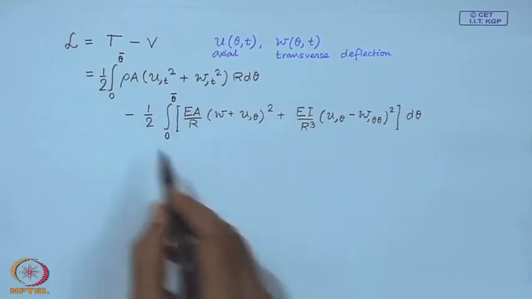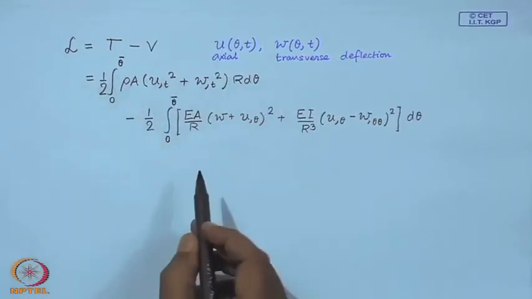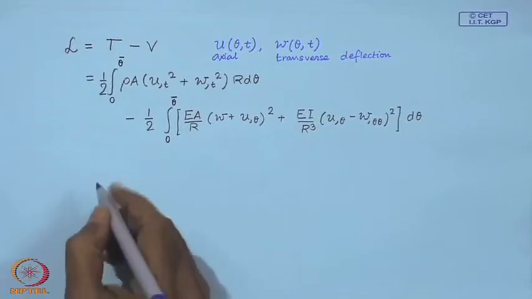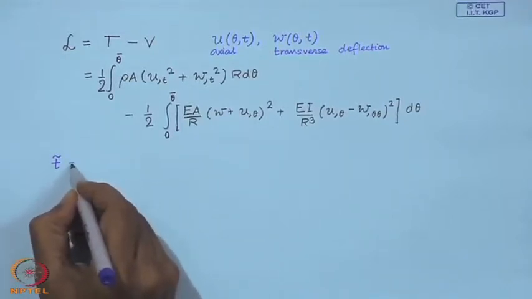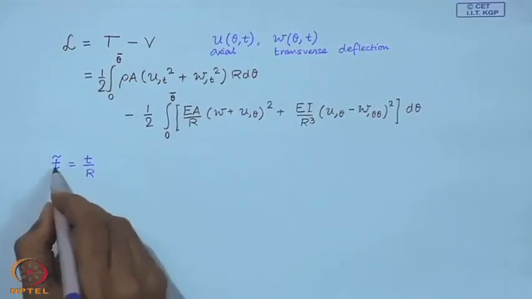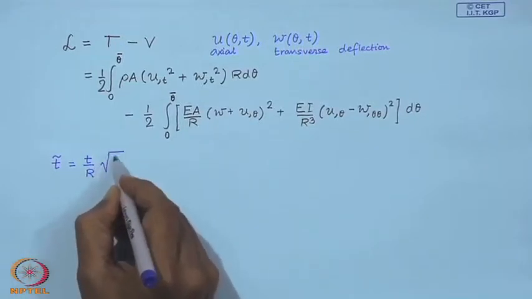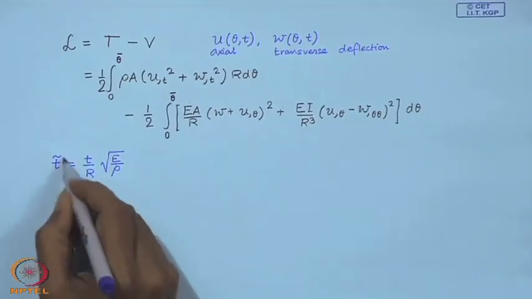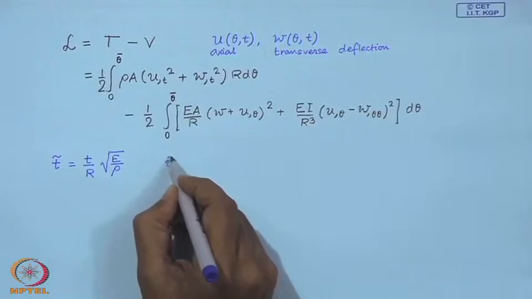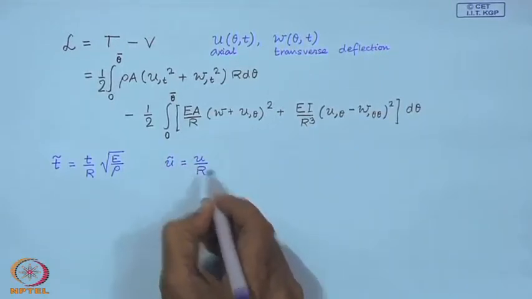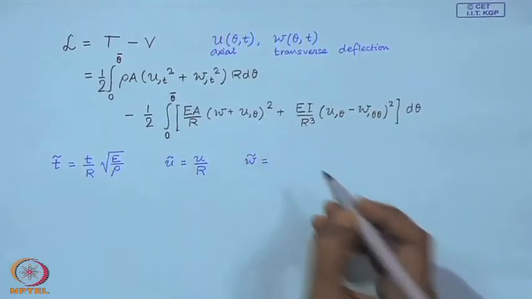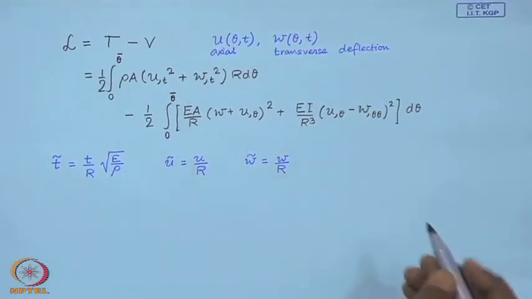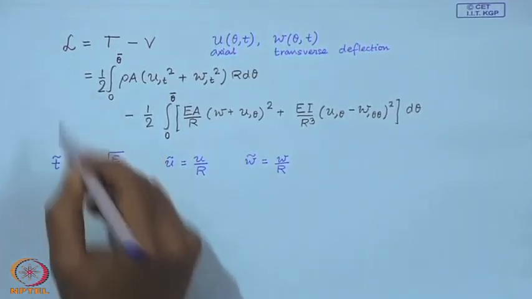Now in the previous lecture we also made a simplification based on certain redefinitions. So, let us consider some non-dimensionalization. The time is non-dimensionalized, so t tilde is the non-dimensional time. u is non-dimensionalized using the radius of curvature of the beam. Similarly, w was non-dimensionalized. Now using this non-dimensionalization we can rewrite this Lagrangian.